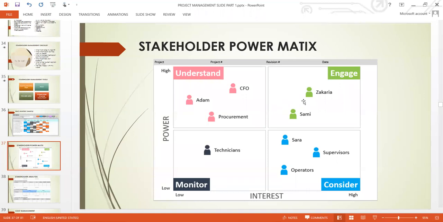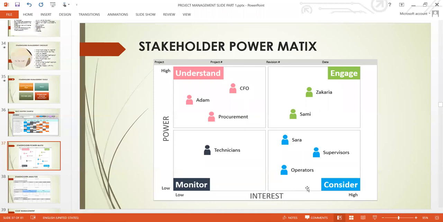Then Zachariah and Sami, they are very powerful as well. And with the analysis, you need to engage them. They are very powerful, and they seem to have high interest in the project. So these are people you need to work closely with, engage them. Then you see here, the technicians, they don't have high power. They have low power, so you just need to monitor them. They equally have a low interest in the project.